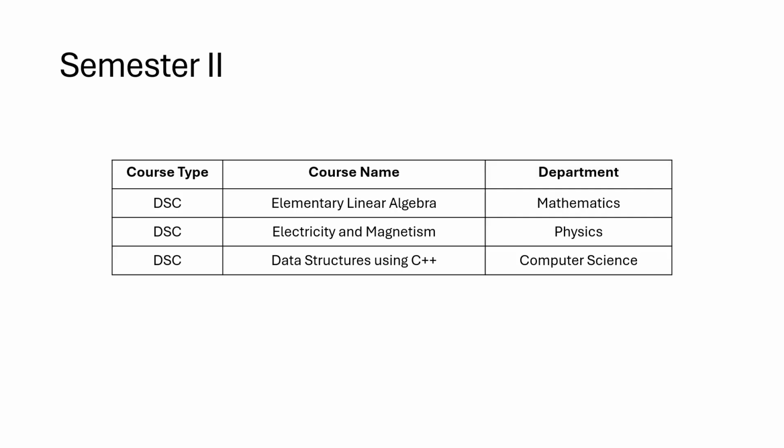Alright, I'm back once again. So in semester 2 from mathematics you have elementary linear algebra, from physics you have electricity and magnetism. In computer science you have data structures using C++. So I just paused the recording and went back, and I just verified that many of the things in this presentation are actually up to date, but wherever they are not I'll just mention it to you. So don't worry.